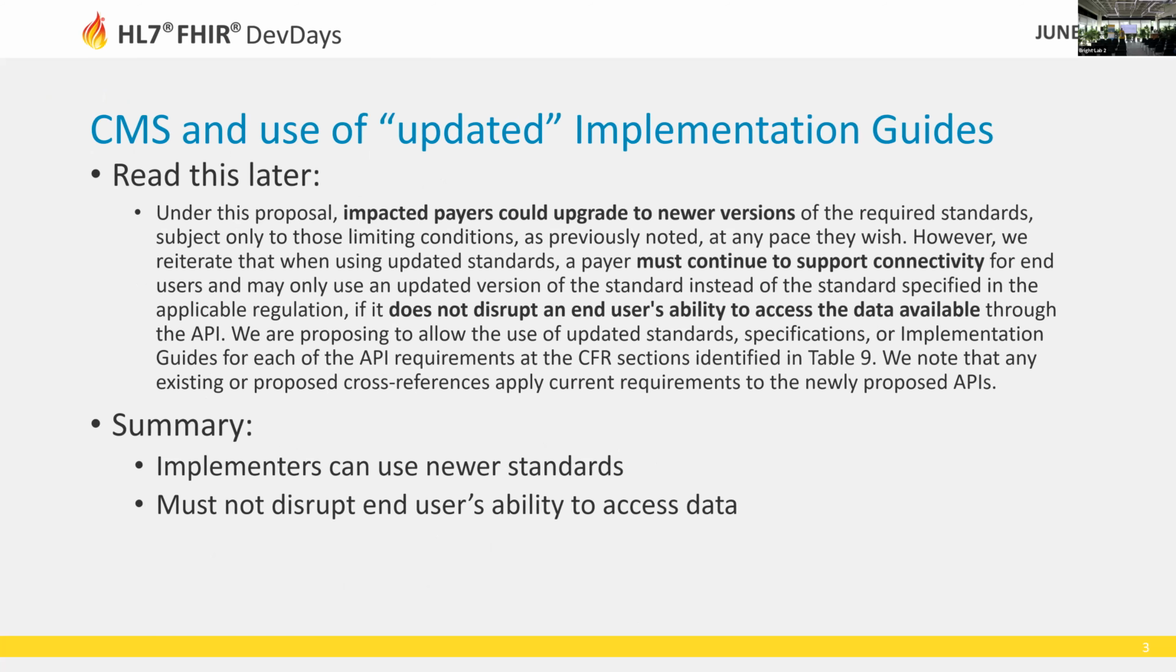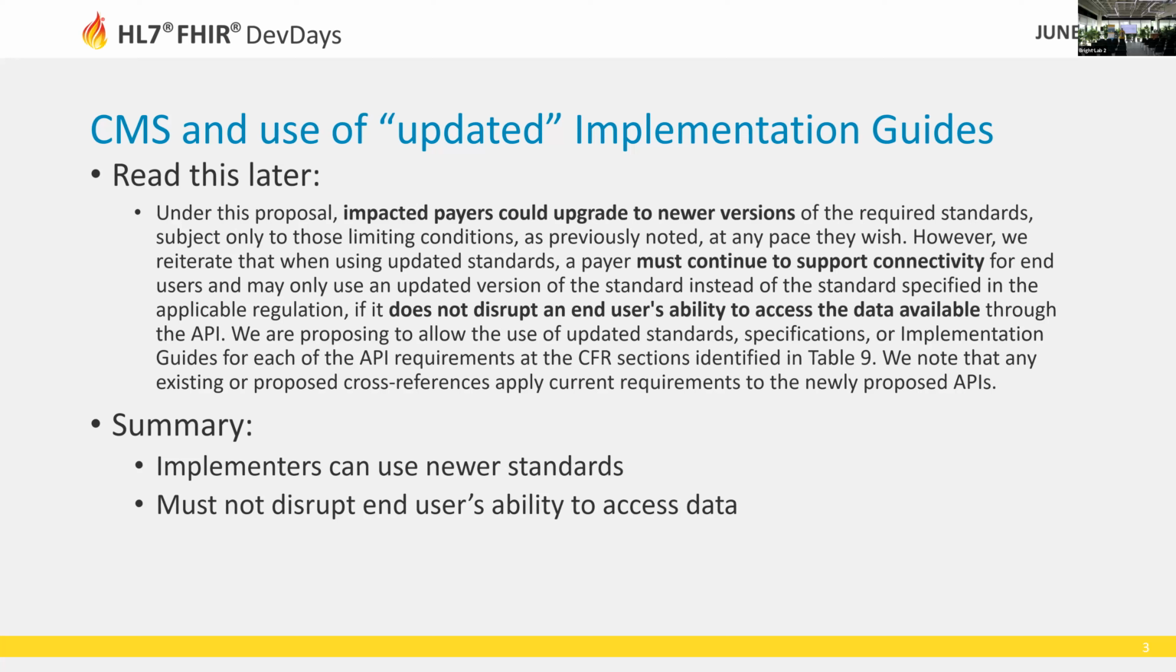So CMS and the use of the updated implementation guide. There's an outstanding question that I've been asked a few times actually: can we use the newer version of the implementation guide? If you know about CMS-0057, it says use maybe CARIN version 1. Can I use CARIN version 2? Well, the answer, read this later. The answer is yes. As long as when you implement, it does not disrupt the end user's ability to access the data. So you can use CARIN 2.0, say for example, but if you discover that it is not compatible with CARIN 1, which I'll tell you it is, it's okay, at least for this one I know, then you can go ahead and use 2.0.